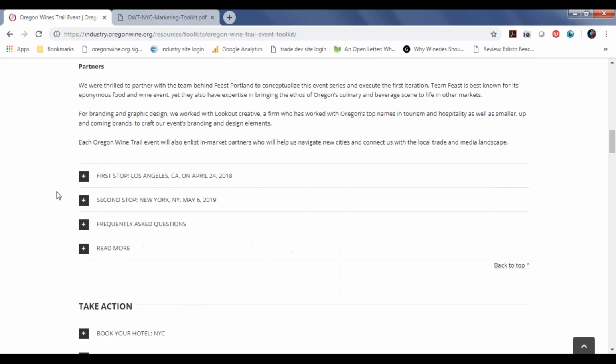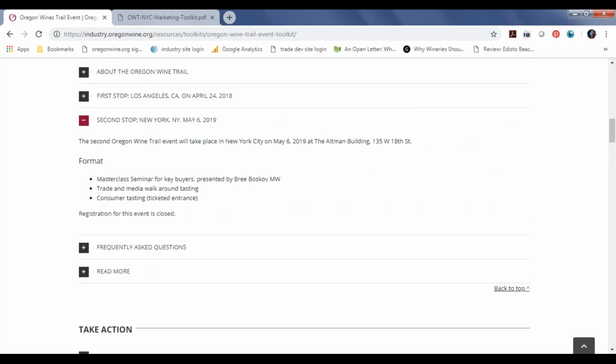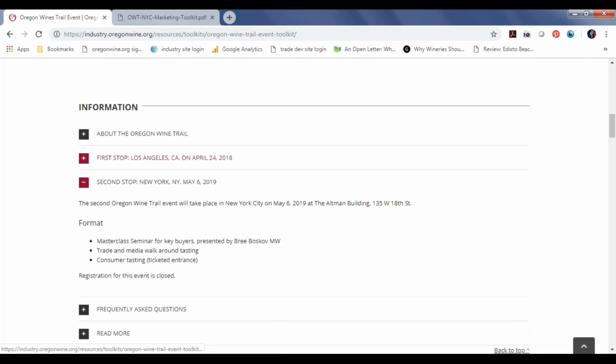Okay. So we are going to New York City. So you can find the schedule for New York City under second stop, New York, May 6th. We'll continue to build this out as we have more information for you. But the day is going to be jam-packed with a lot going on and a lot of really cool people coming in and out of the building.